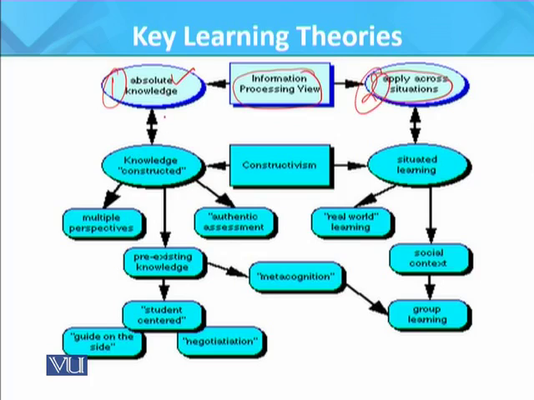Then under absolute knowledge, you have knowledge construction, multiple perspectives, authentic assessment, pre-existing knowledge, student-centered, guide provided, negotiation done. Then metacognition, which is where the learner is conscious of his or her own mental processes or thought processes. Then moving on to situated learning, which means the learning situations are provided from the real world, from real-life situations. That forms one's social context.